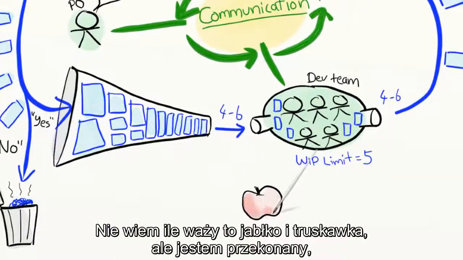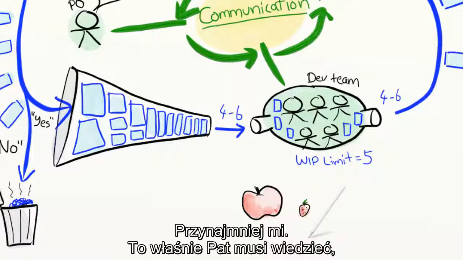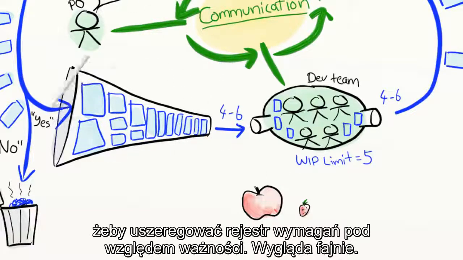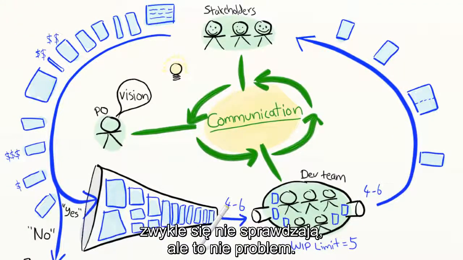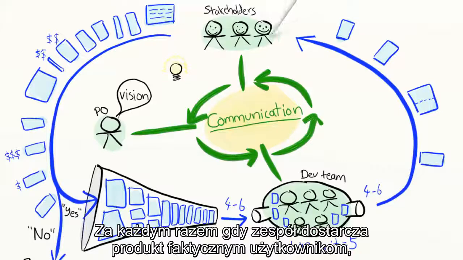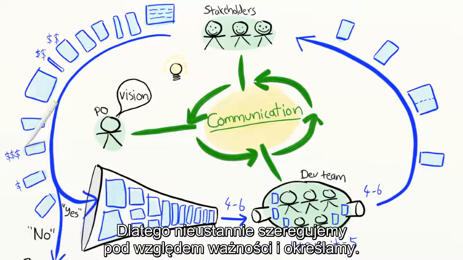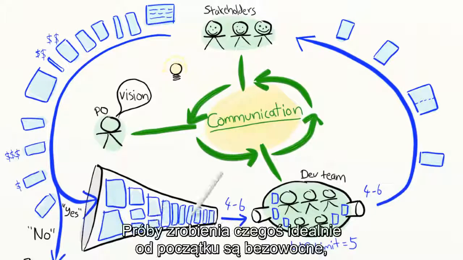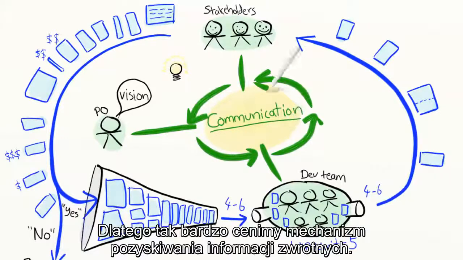I don't know what this apple weighs, or that strawberry, but I'm pretty sure that the apple weighs at least 5 times as much, and that the strawberry tastes better, to me at least. And that's all Pat needs to know in order to prioritize the backlog. It's pretty cool that way. At the beginning of a new project, our guesses will inevitably suck. But that's okay, the biggest value is really in the conversations rather than in the actual numbers. And every time the team delivers something to real users, we learn something and get better at guessing both value and size. That's why we continuously prioritize and estimate. Trying to get it all right from the beginning is pretty dumb because that's when we know the least. So the feedback loop is our friend.